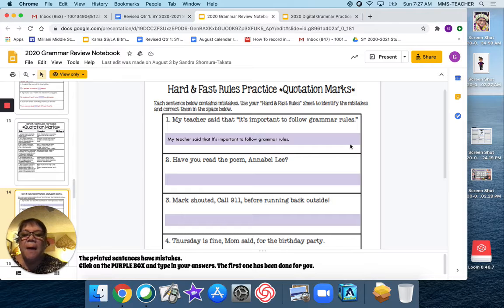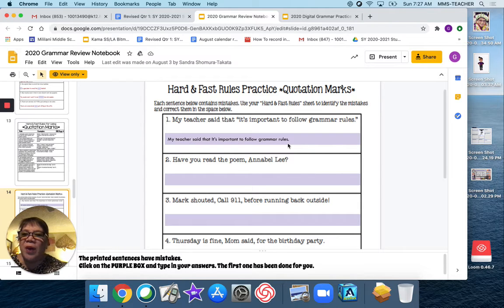So it says, my teacher said that it's important to follow grammar rules. Okay? Now, you know that this is a mistake because it already told you in the directions, each sentence below contains mistakes. So we're going to rewrite this, which I did over here. And the correct way to rewrite it is, my teacher said that it's important to follow the grammar rule.